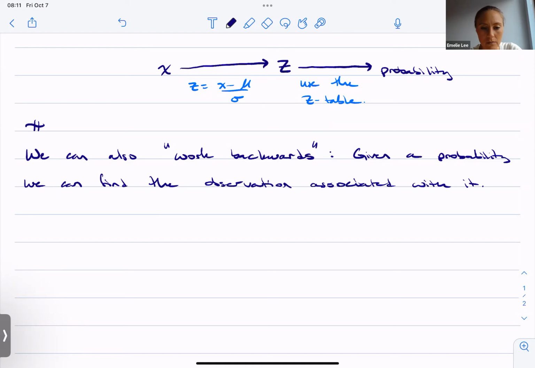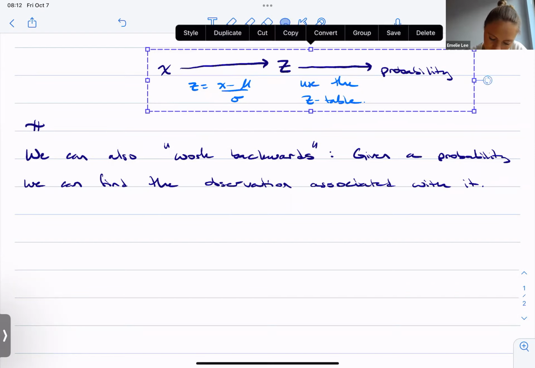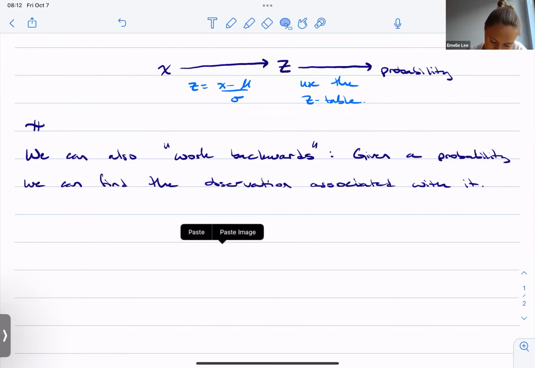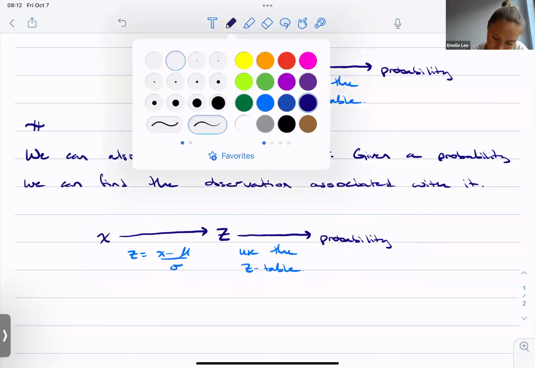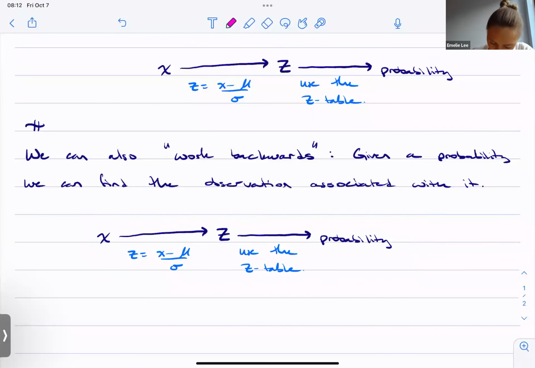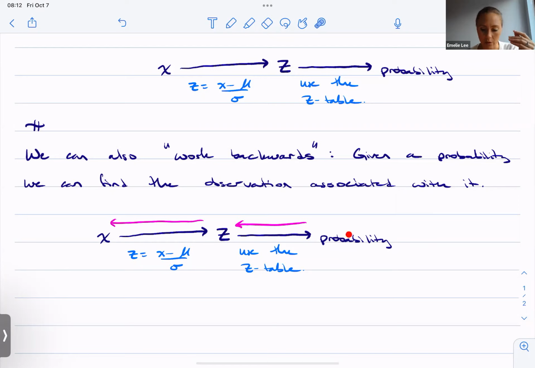Okay. So then I'm going to steal this, and you can just write on it again. All we're going to do is go in the reverse order here. From the probability, we can still use the z-table to find the z-score, and then we can use that z to solve for x.